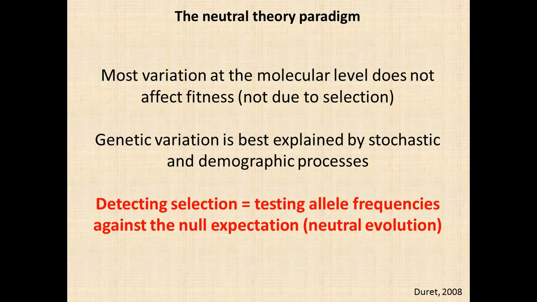And again, here what we're going to be interested in is to detect selection, and to do so it means that we need to test whether the allele frequencies we have simply match the neutral evolution paradigm, or if they deviate from it. So of course we're going to need to be aware of demographic processes and stochastic effects.